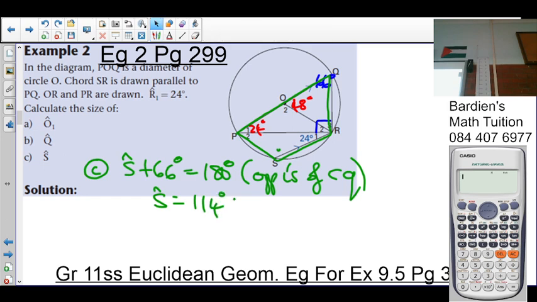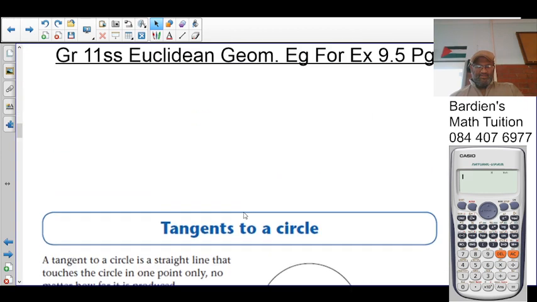Okay, and with that you were able to do exercise 9.5 on page 3. Alright? I'll stop this video and I will now explain the next example. Okay. Tangents.